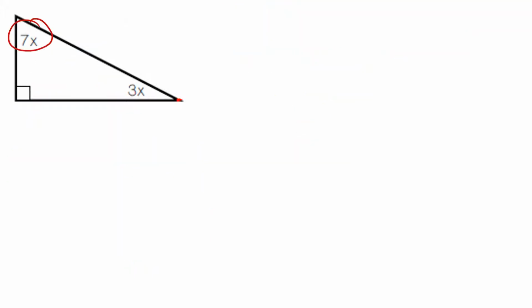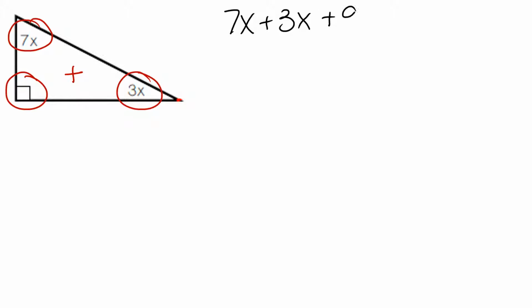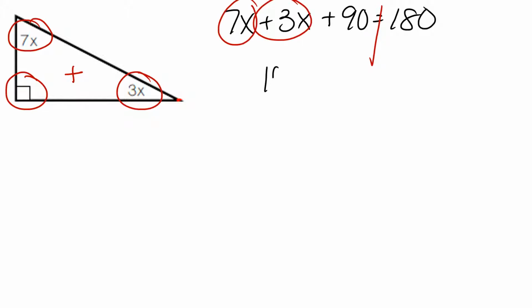For this triangle, again, we're following that same pattern. We're going to add all of our numbers together. It does not matter what order we add all the numbers together in. 7x plus 3x, and we know that that square equals 90. When we go to combine our like terms, 7x plus 3x is going to give us 10x.